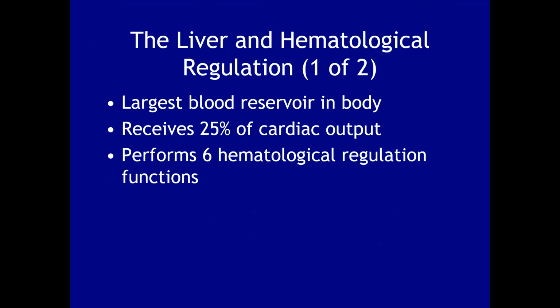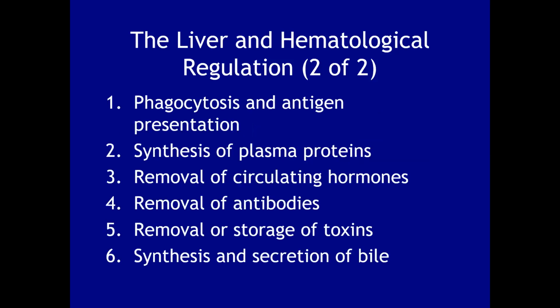So this is the largest blood reservoir in your body. You have 25% of cardiac output in your liver at any one time. And the 6 blood regulation functions are as follows. Phagocytosis and antigen presentation in your blood occur because of the activities in your liver. The making of plasma proteins such as albumin. The removal of circulating hormones that are no longer necessary.